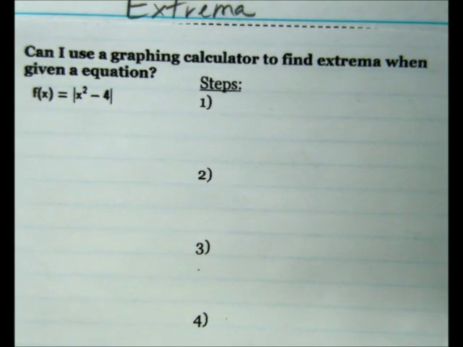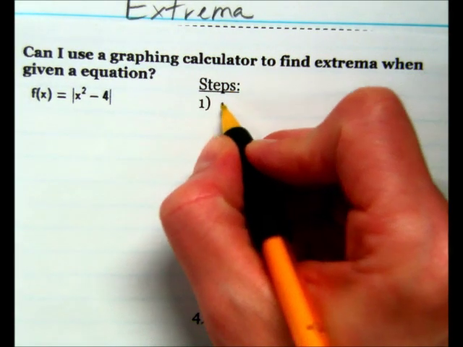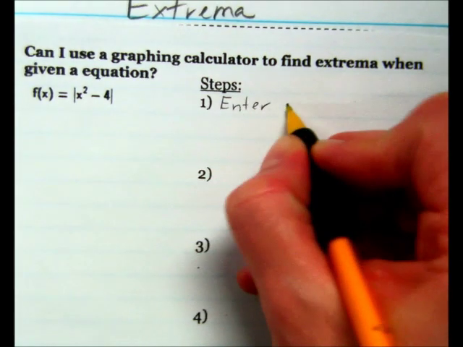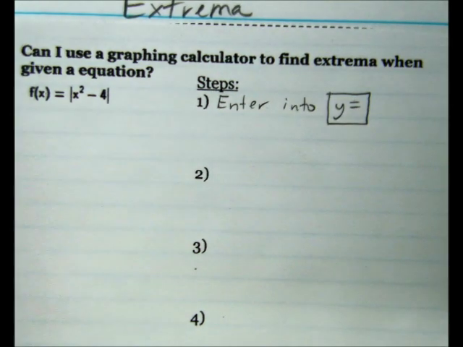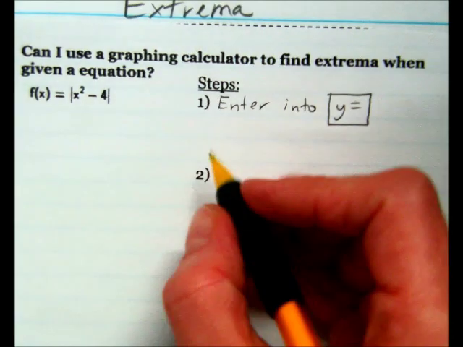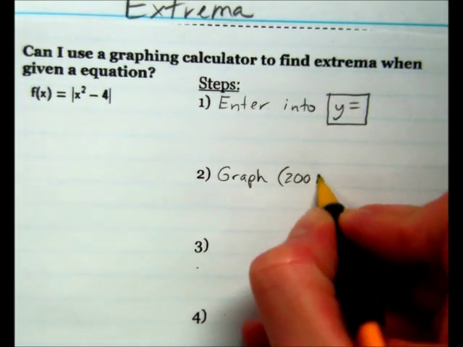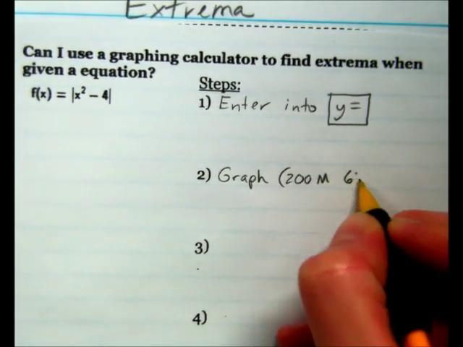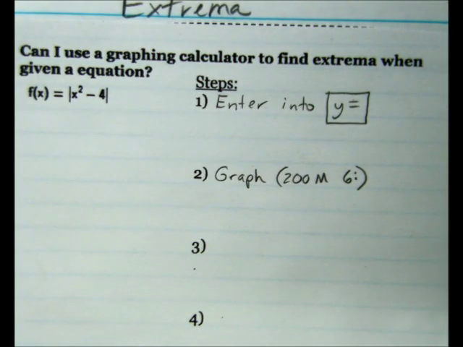Our steps: step 1 is to enter it into the y equals menu, which you guys know. So we'll write down the steps and then we'll do the steps. Step 2 is to hit graph. If you have a weird window, you can do zoom and then number 6, and that usually gets you to a nice window. Sometimes you have to adjust, but that usually works.